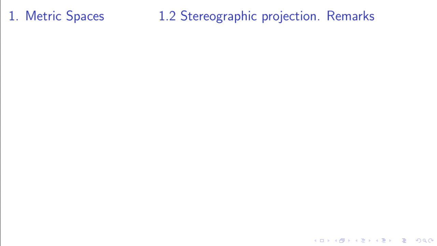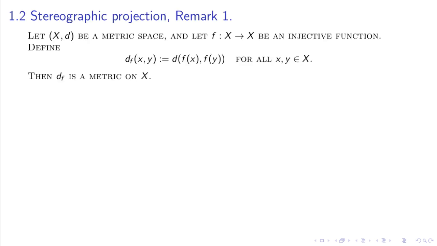1. Metric spaces. Problem 1.2. Stereographic projection. Remark. Remark 1. Let (X, d) be a metric space, and let f be an injective function from X to X. Define a new distance d_f(x, y) as d(f(x), f(y)) for all x and y in X.